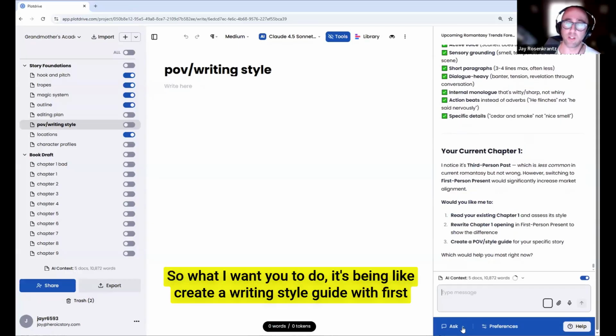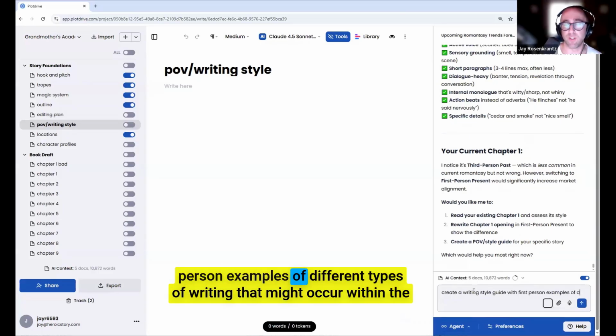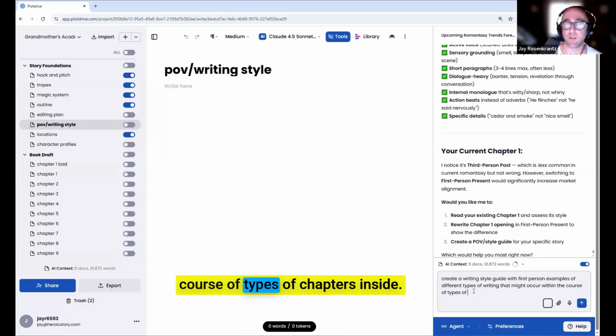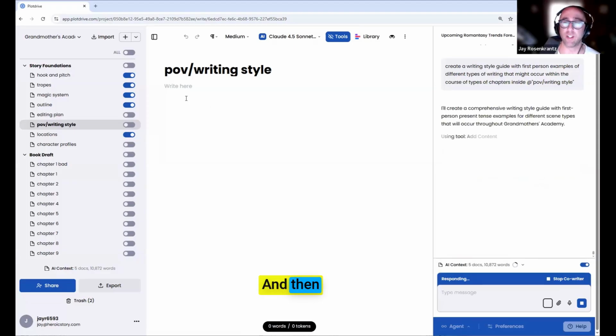So what I want you to do is create a writing style guide with first person examples of different types of writing that might occur within the course of the types of chapters, and just have it make a writing style guide for me. And then it's going to ideally build a voice.